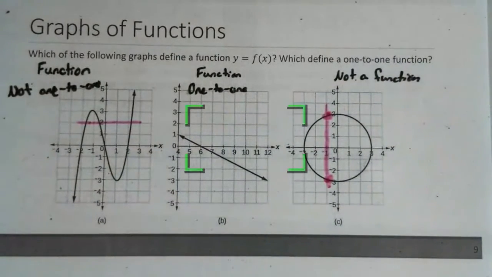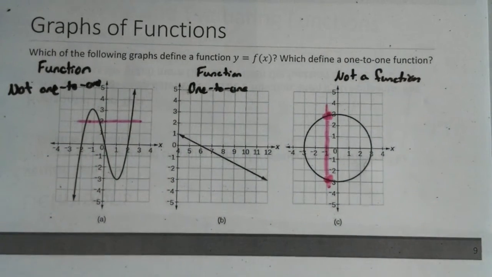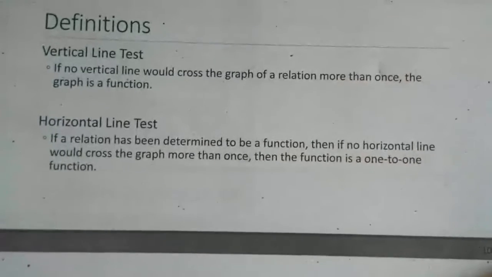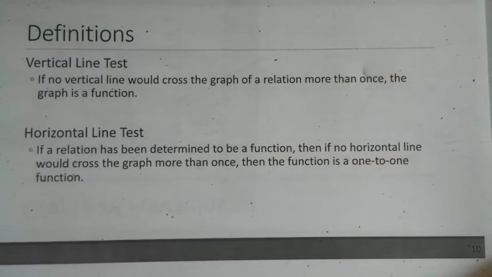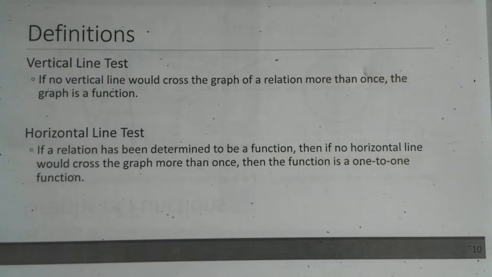I'm hoping going through these you were reminded of a certain test that we can use on graphs. First up, we have the vertical line test. The vertical line test tells us whether or not something is a function. If no vertical line would cross the graph of a relation more than once, then the graph is a function. So you need to be able to drag a vertical line all the way across your graph. If it never intersects more than once, then you have a function.